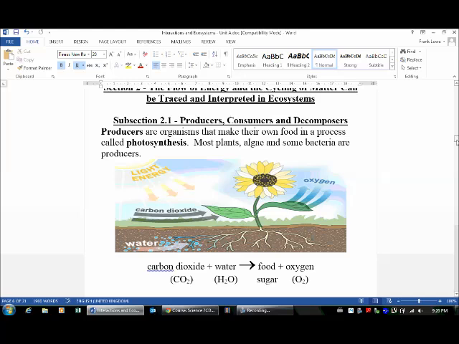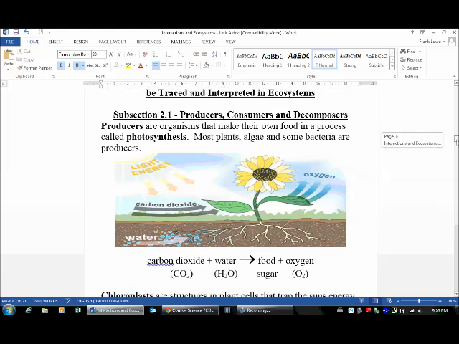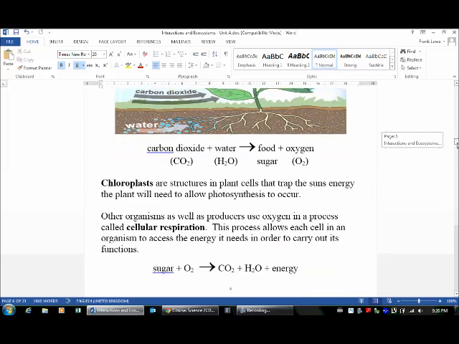Okay, so that's photosynthesis. That's all there is. As long as a plant has carbon dioxide, water, and energy from a light source, it can make its own food. Wouldn't that be awesome? Now, just a couple of details about that.